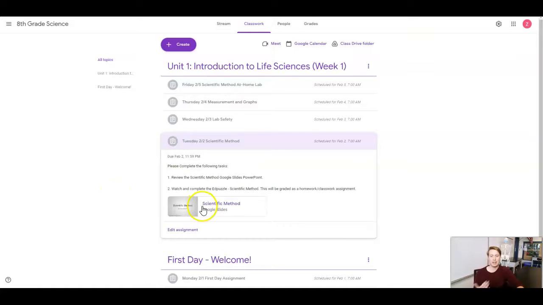You're going to review the scientific method Google Slides PowerPoint. We'll go over that. And you're going to watch and complete the Edpuzzle on the scientific method. You're watching it now. And this will be graded as a homework or classwork assignment. And it's due tonight, February 2nd, by 11:59 p.m.